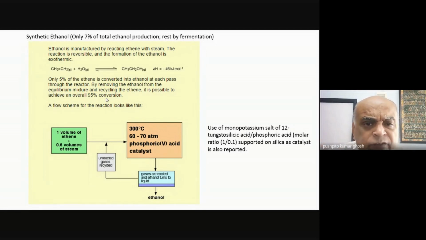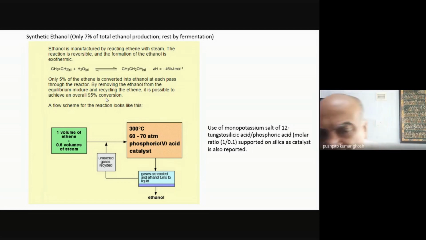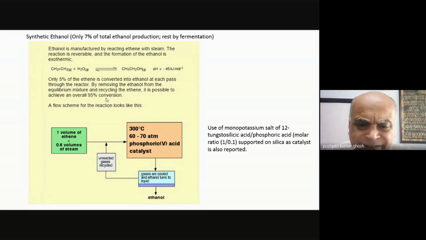So what they do is, typically in these kinds of reactions, in a single pass, barely about 5 to 10% of the reaction takes place, and the thing is recycled many times, as we have seen in so many processes, whether it is ammonia or nitric oxide, etc. So many chemistries are based on recycle.